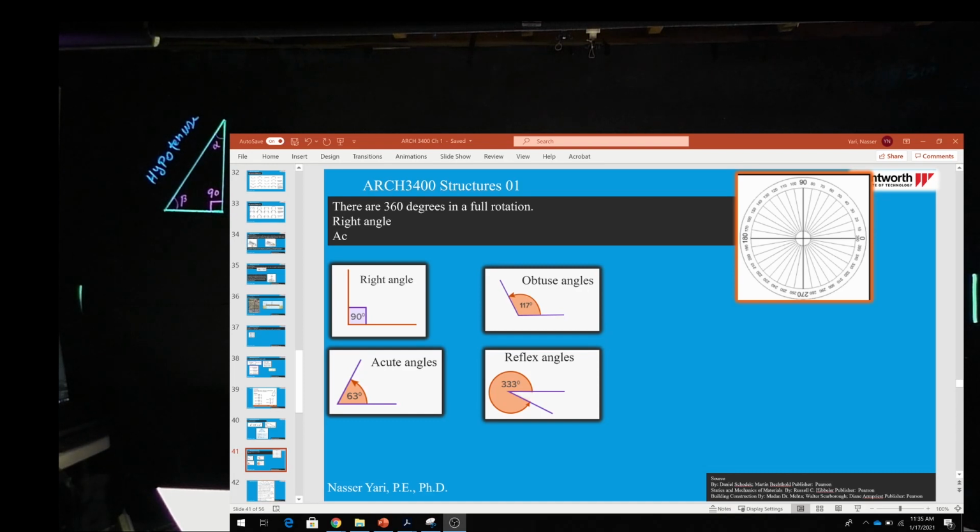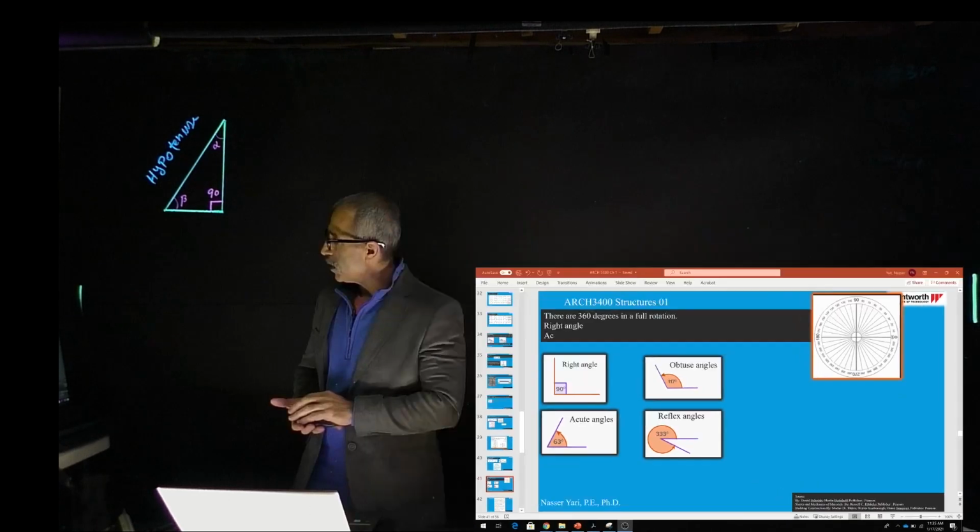If your angle is more than 90 degrees, they call that an obtuse angle. If it's less than 90 degrees, we call it an acute angle. And if it's bigger than 180, then we call it a reflex angle. But let's get back to our own.